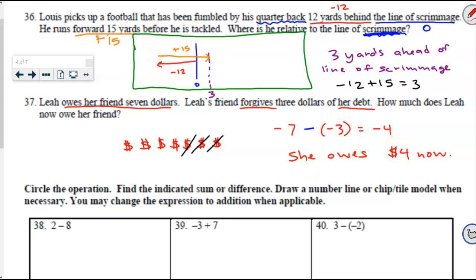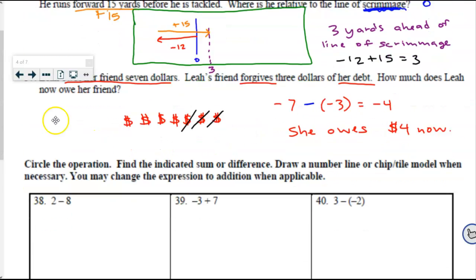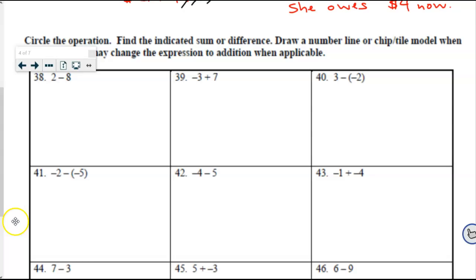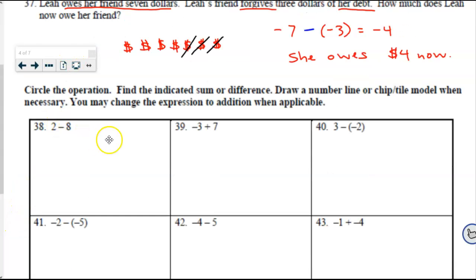How'd you guys do on that? Good. Nice. Make sure you include both. Make sure you include your number expression and your model. And here's what we're going to do next. Yes, Emily, you have a question or a comment? Okay. That's exactly the connection I want you to make.